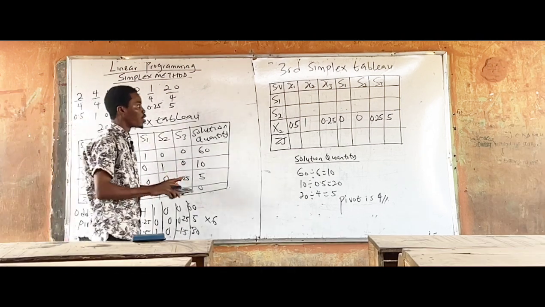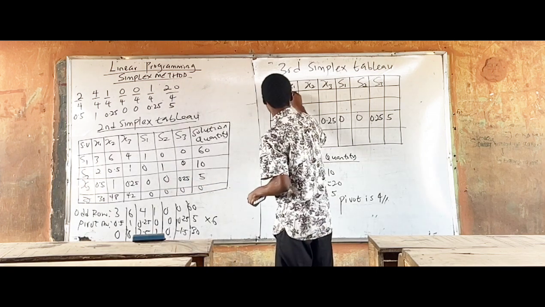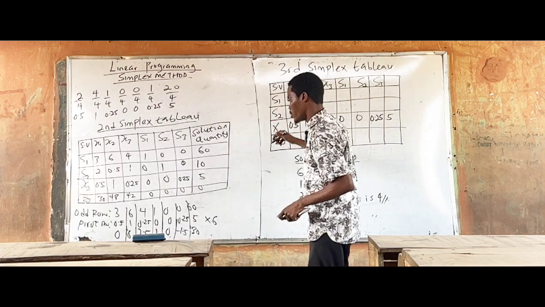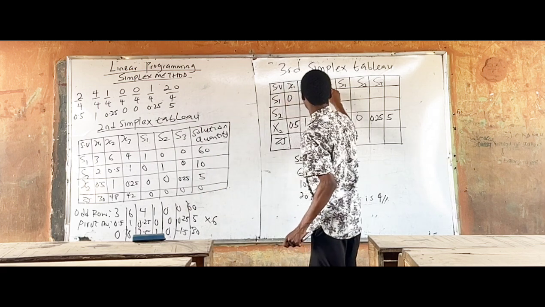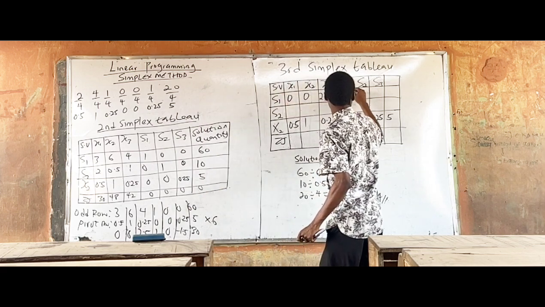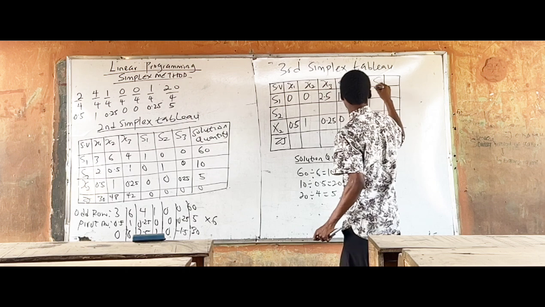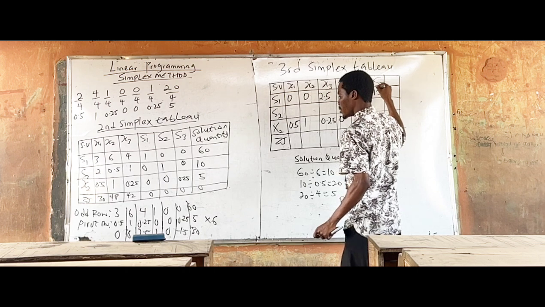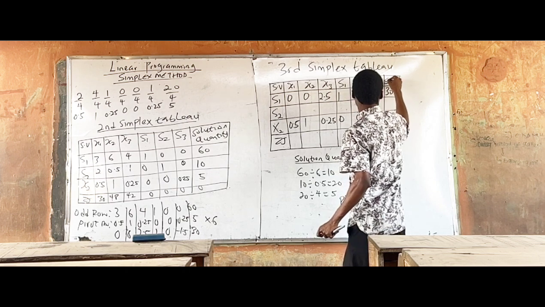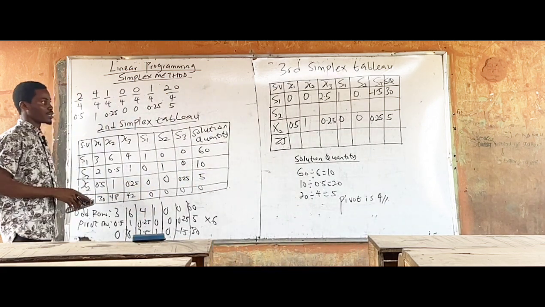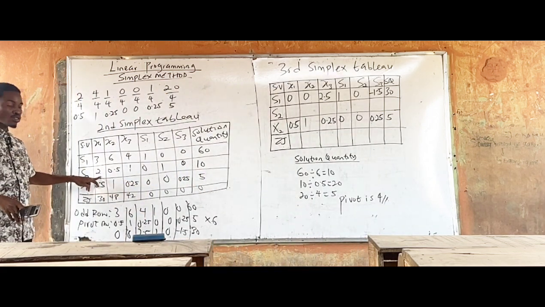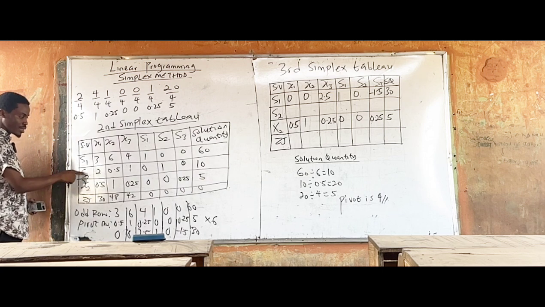So I'm going to write it on my x1. That is, I have 0, 0, 2.5, 1, 0, minus 1.5. Then this is 30, my solution quantity. Since I've gotten that, I have to do this for s2. So my elements in s2 are 2.